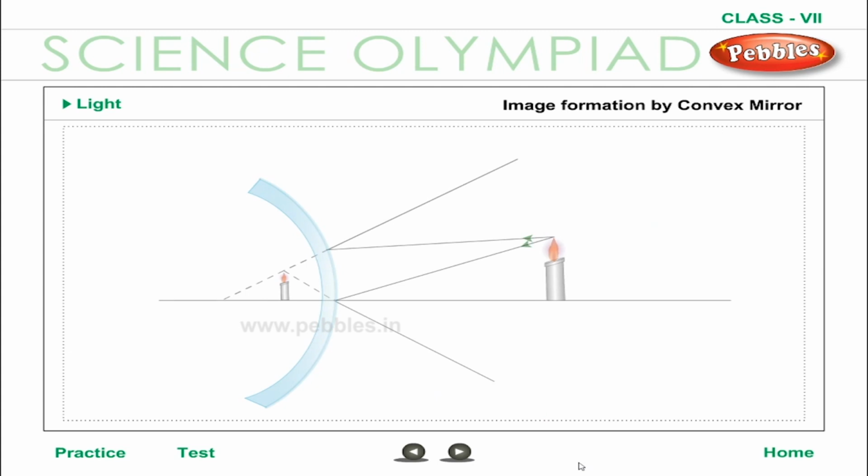Formation of images with convex mirror. Convex mirrors always produce virtual images of the objects placed in front of them. The images produced are erect but smaller in size and formed behind the mirror. The figure shows the formation of the image of an object. Because of this property of convex mirrors, drivers of cars, trucks and buses, etc., use convex mirrors to get a wide view of the whole traffic coming from behind.